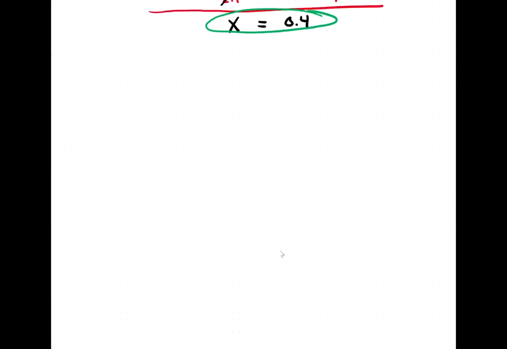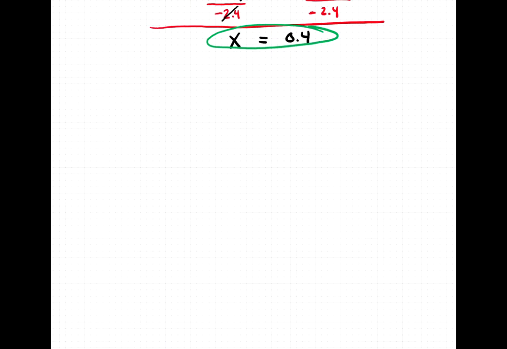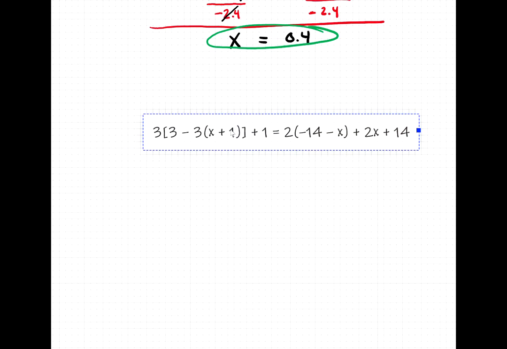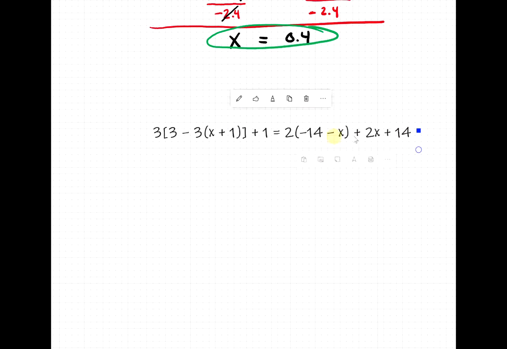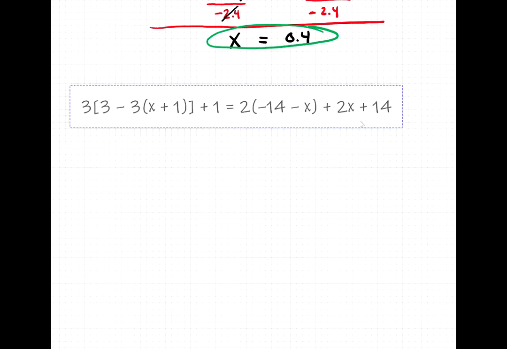All right, almost done. One more problem, and I think it makes sense to end with a more challenging equation than the previous equations have been. There's a lot going on in this one.